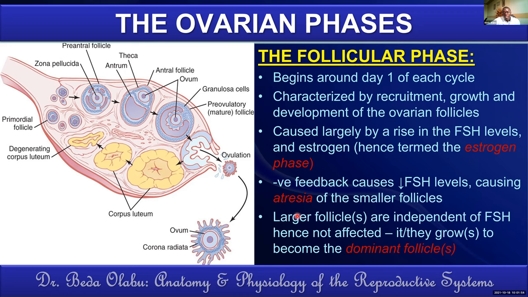The larger follicles are usually FSH independent. They rely largely on the estrogen that they're producing to continue to grow. And so they're not affected by the reduction in the levels of FSH. And so those larger follicles will most likely continue to grow. The largest of them all will be termed the dominant follicle or the leading follicle.